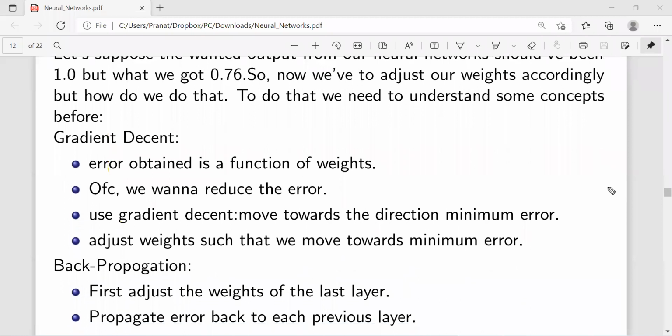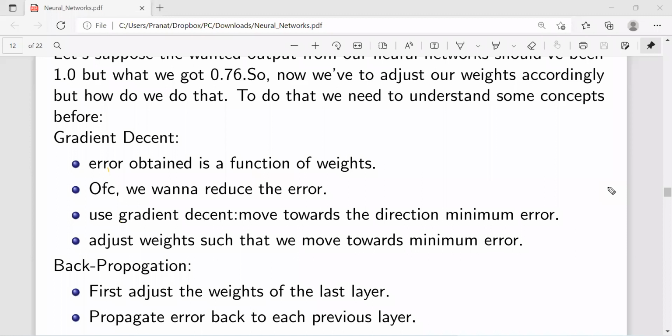Let's talk about gradient descent again. So you obtain an error. The error obtained is a function of weight. And of course, we want to reduce the error. We use gradient descent and move towards the direction of minimum error. We talked about how we do that. We calculate the gradient, we multiply it by -1 to get the direction of steepest descent. Okay. And then we adjust the weights such that we move towards that minimum direction. So we've gotten that direction. Now we want to adjust our weights such that we move towards that direction. In order to move, we adjust our weights such that.